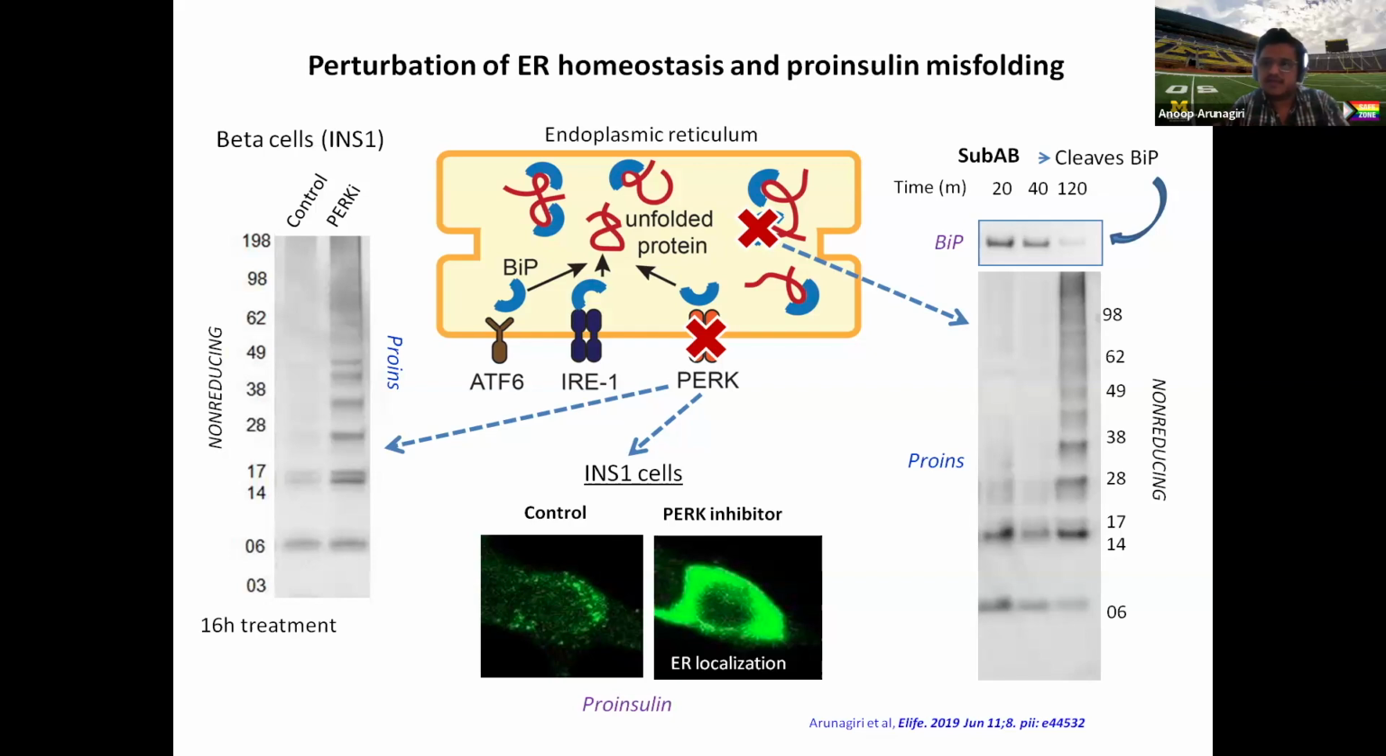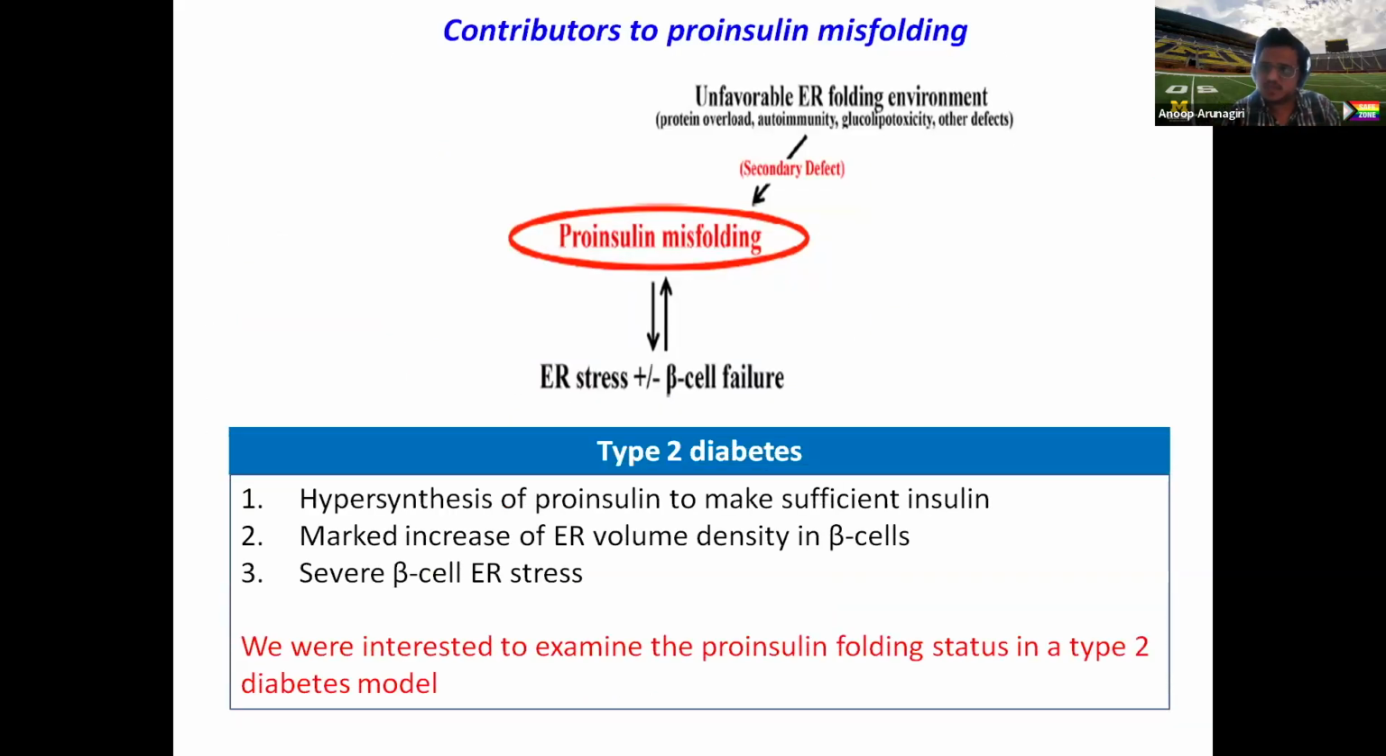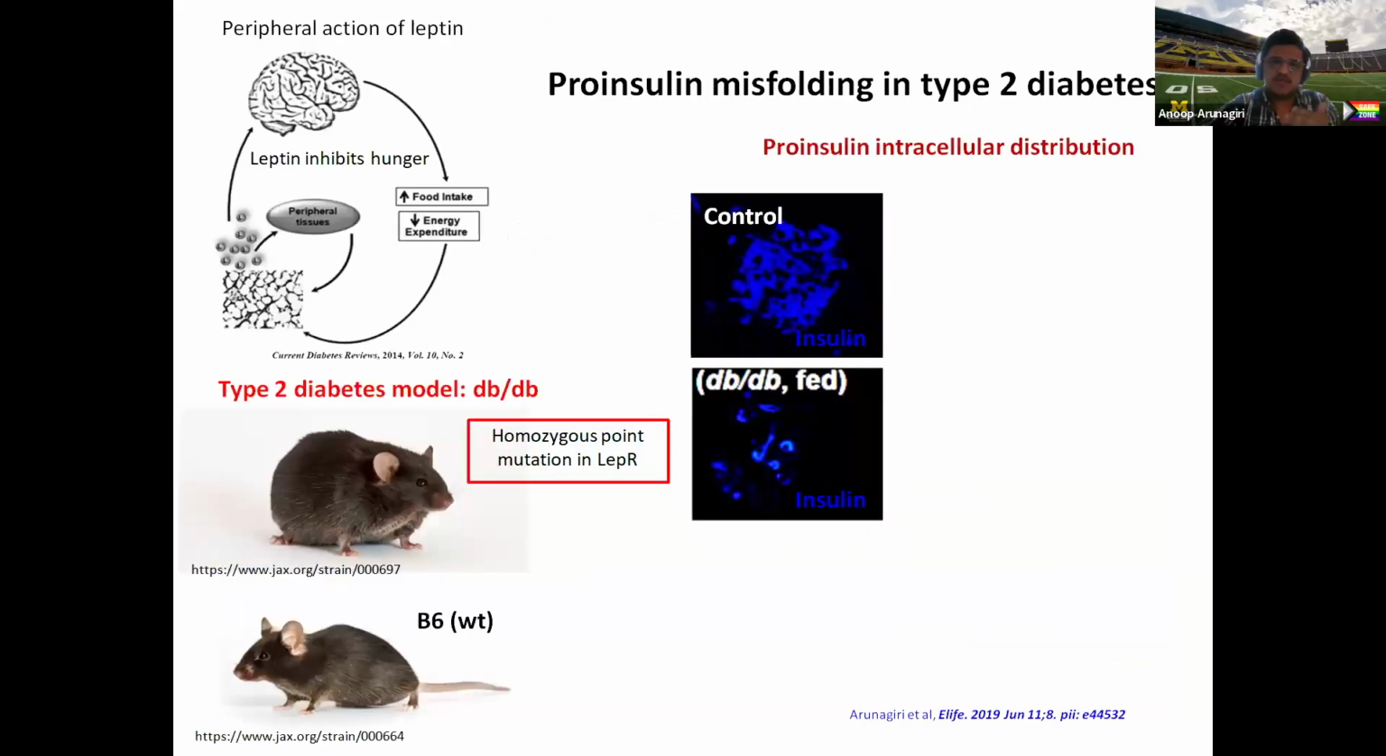We add drugs, we see some effect. Do they carry any physiological value? To answer that, we use a type 2 diabetes model. Because in type 2 diabetes, the endoplasmic reticulum is morphologically affected and it's also functionally compromised. So that's a good place to look for proinsulin misfolding. For that, we use the db/db model, which has a mutation in the leptin receptor. And so the leptin hormone that is supposed to inhibit hunger cannot bind to that receptor. So this type 2 model cannot detect hunger.